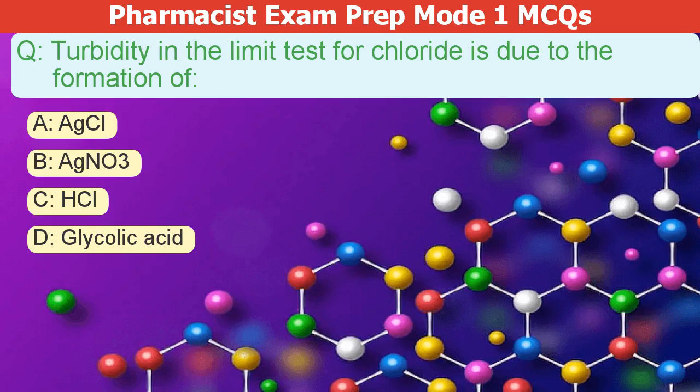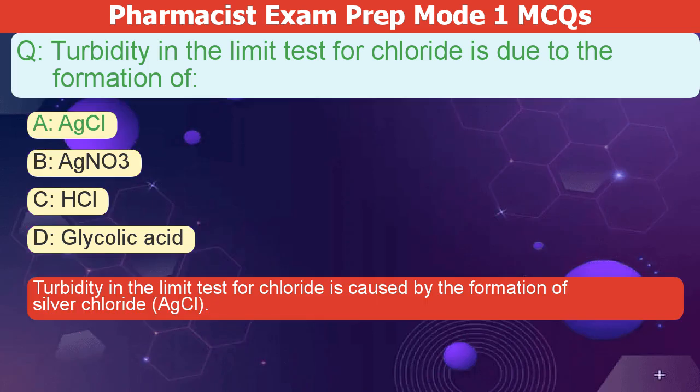Turbidity in the limit test for chloride is due to the formation of A. AgCl, B. AgNO3, C. HCl, D. Glycolic acid. The correct answer is A. Turbidity in the limit test for chloride is caused by the formation of silver chloride, AgCl.